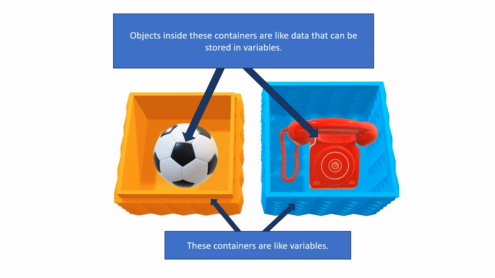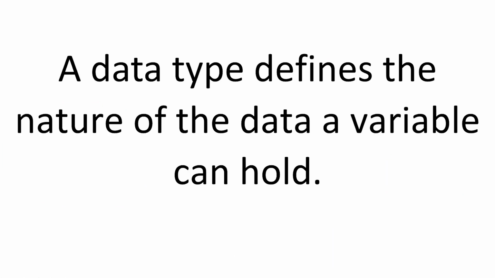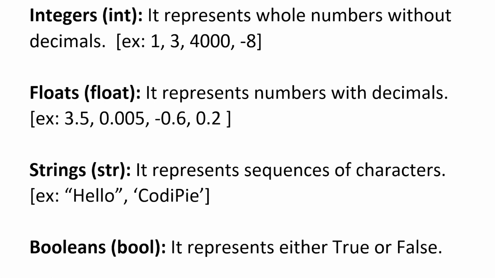Objects which are in these containers can be divided into different types according to their different features. Likewise, data also can be divided into different types as whole numbers, decimal numbers, characters, and booleans. Therefore, a data type always defines the nature of the data a variable can hold. Basically, there are 4 types of common data types that can be identified in the Python programming language.